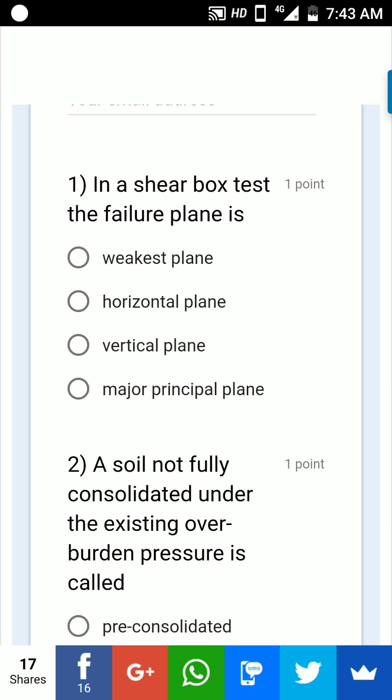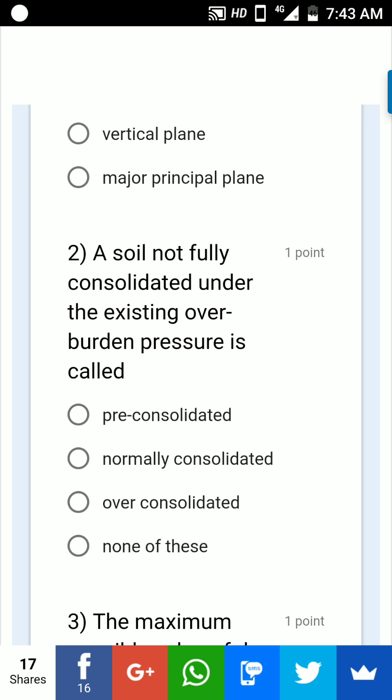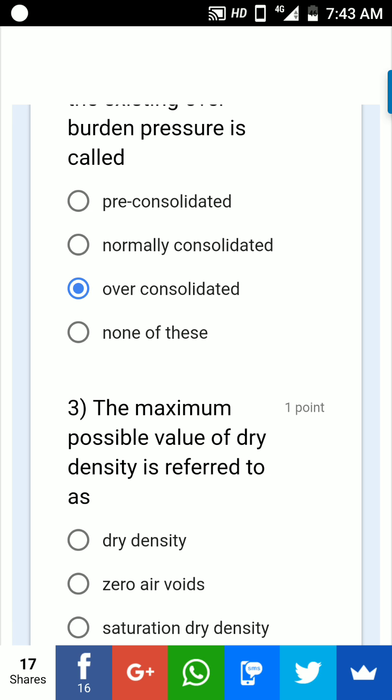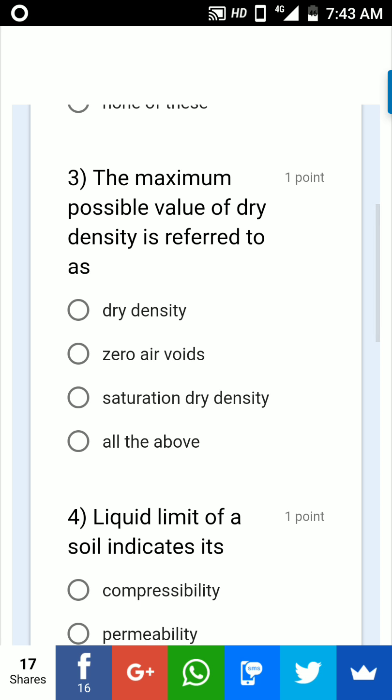The first question is: in the shear box test, the failure plane is a horizontal plane. A soil not fully consolidated under the existing overburden pressure is called over consolidated. The maximum possible value of dry density is referred to as all of above.